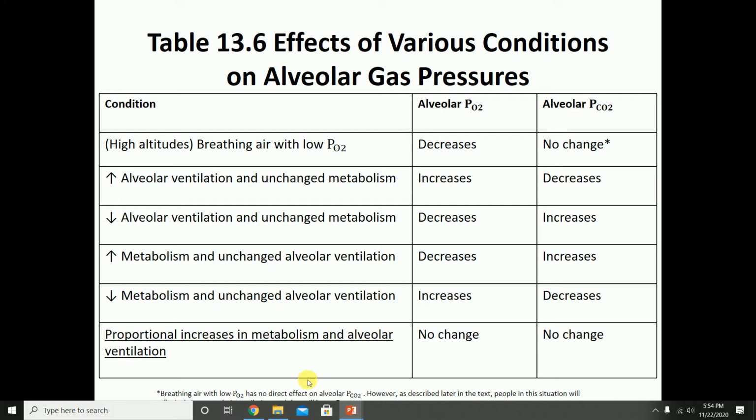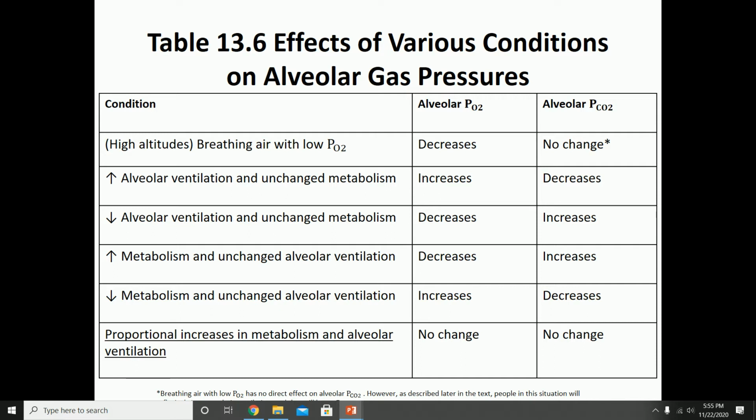So in order to have a balance between oxygen and carbon dioxide, you want to change both of those variables. So if there is an increase in metabolic rates, there needs to be an increase in alveolar ventilation. So, for example, when we exercise, there is that increase in metabolic demands by the skeletal muscles, and that is compensated for by the increase in alveolar ventilation.